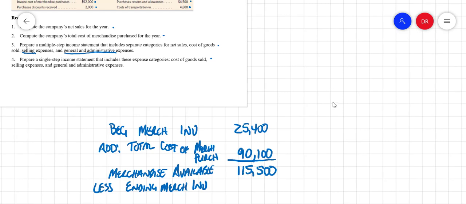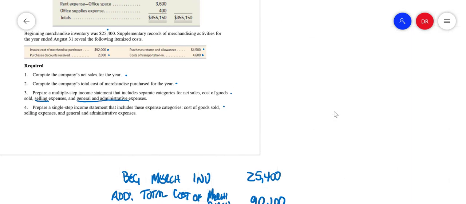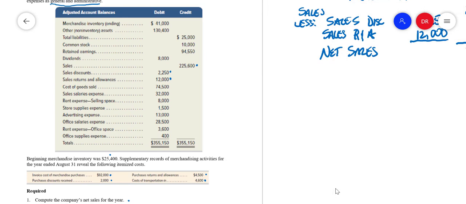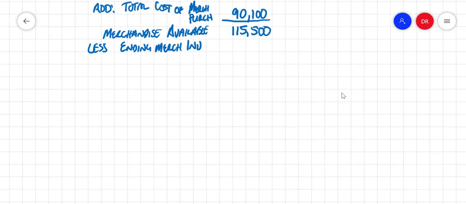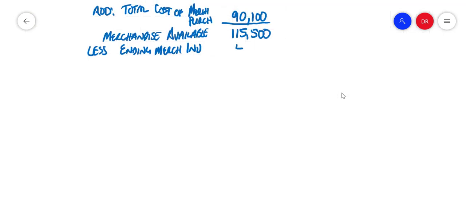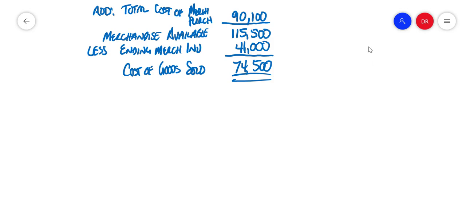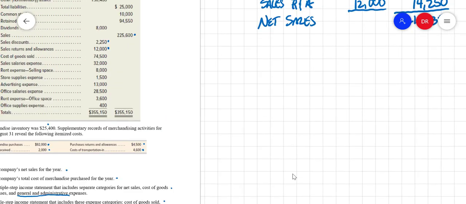And if we go up to the problem again, we'll see that, which is right here, 41,000. So we'll come down here and have ending inventory of 41,000. So our total cost of goods sold is 74,500. This is the amount we're going to use next in this multiple step income statement.